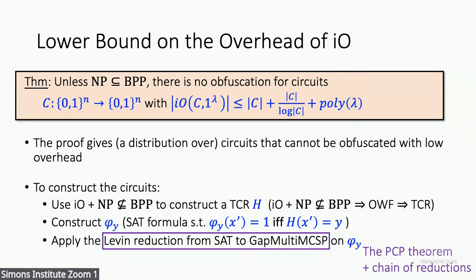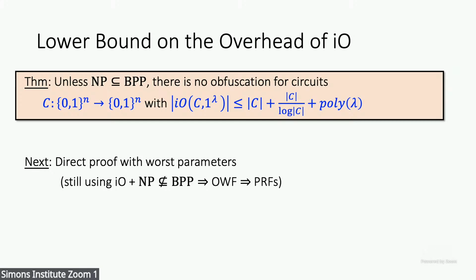So instead, what I want to do, if I have time, okay, 10 minutes, great, is to show you a direct proof, but with worse parameters. We will not get the lower bound that I promised, but we will see how the circuits look. I'm going to show you the simpler proof.